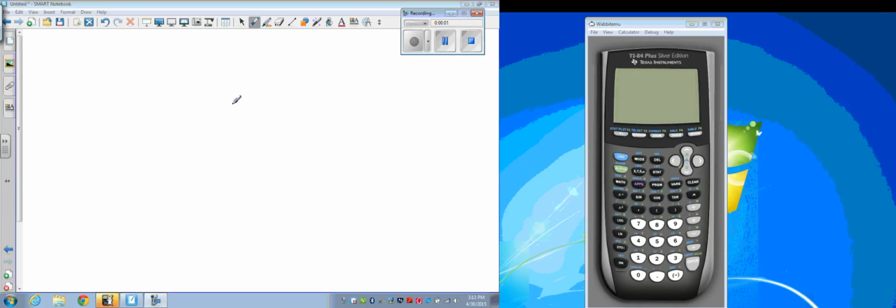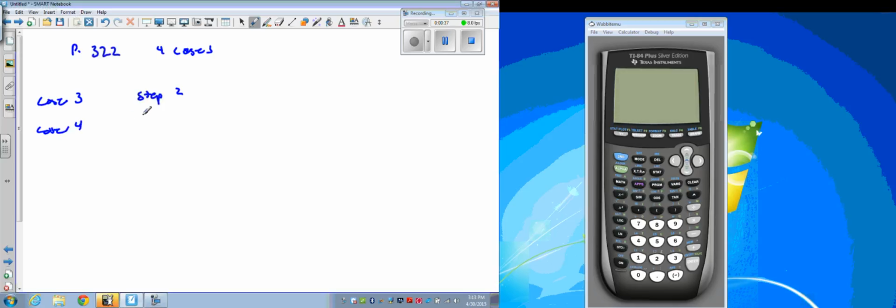So be sure and note on page, what was that page? Page 322. The 3 cases, right? 4 cases. In the third case, step 2. And case 4, step 1.